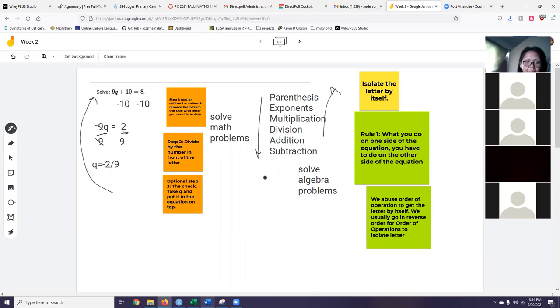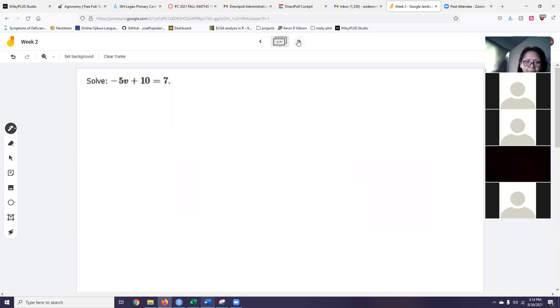So, in general, you solve these equations in the exact opposite order that you would solve normal math with order of operations. So, addition, subtraction, division, multiplication, then exponents, then parentheses. Although, the parentheses can be worked with different ways, but we don't really get into that much. So another quick one. We're going to do the same basic thing. So that's step 1.